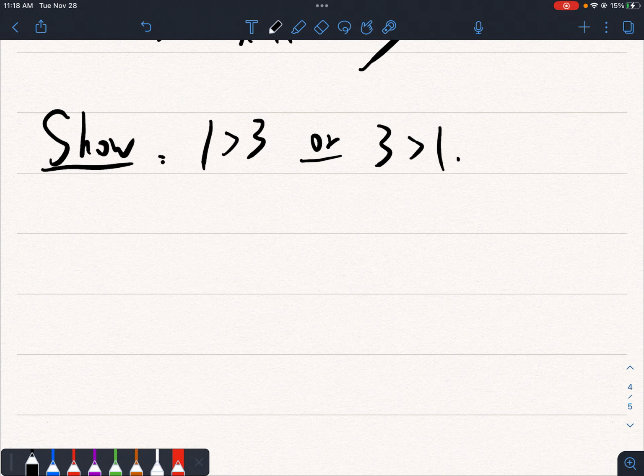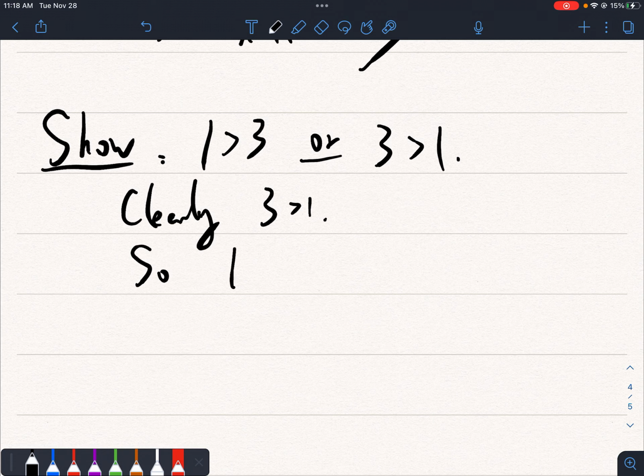So now you can say it suffices to show, or you can just say, clearly 3 is bigger than 1. So the statement is true. Okay, because it is in the form of P or Q, where one of them is true, so the entire statement is true. So you can say 1 bigger than 3 or 3 bigger than 1 is true because this is already true. Okay.